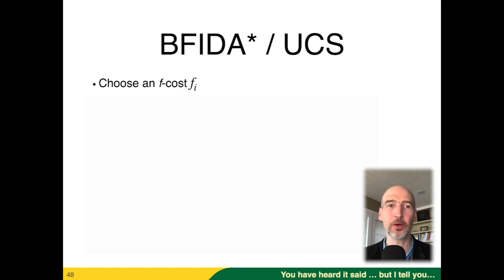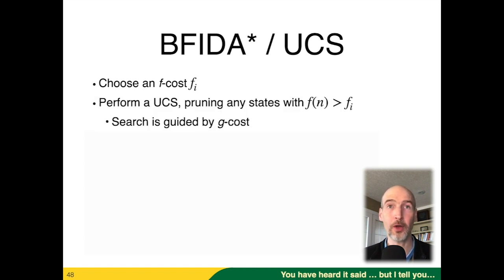So what is the idea that we're going to do here? Imagine that I chose some arbitrary f cost, f of i, and if I do a uniform cost search, I could prune any states with f of n greater than f of i. So I'm going to set some f cost, do a search, and anything with f cost greater than that, I'm going to prune out of the state space. Within the subset of states that have f of n less than or equal to f of i, because I'm guided by g cost, I cannot be fooled by the heuristic, and therefore I will never have to do any re-expansions. I'll do exactly however many states there are in that group.